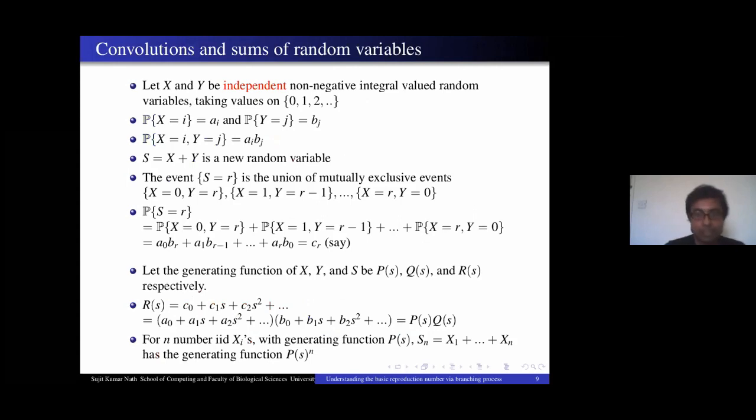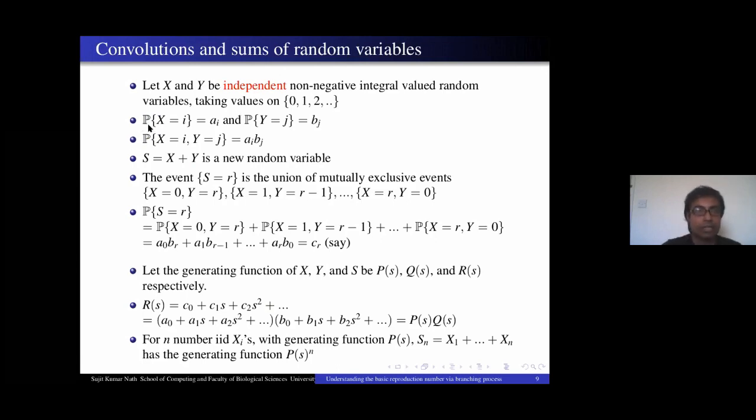So next I will explain about convolution. I am explaining this because I will be using all these things later. So convolutions and the deterministic sum of random variables, I mean when we know exactly how many random variables we are going to sum. Whatever random variables I will be talking about here will be non-negative integral valued random variables.